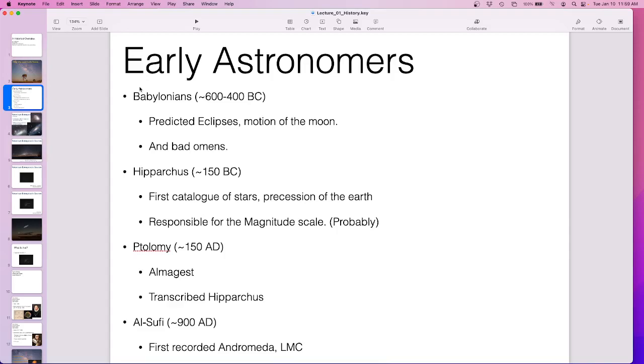So the Babylonians first started writing down astronomy in general, a couple hundred years BC. So staring up at the sky has predated written knowledge for real.